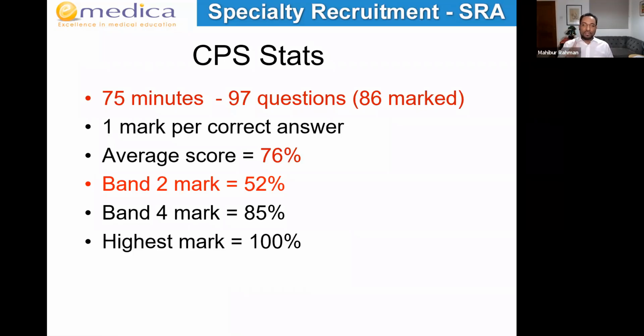You get 1 mark for each correct answer. And if we look at the long-term data, average scores about mid-70s in terms of percentage. Band 2 mark long-term data about 52%. So if you get less than that for GP, your application will be over. Band 4 mark, this is what you want to aim for. Band 4, you want to be above this, 85%. That's a really good score. And the highest mark, more than 1 doctor scored 100% in this paper. That tells you something about the level.